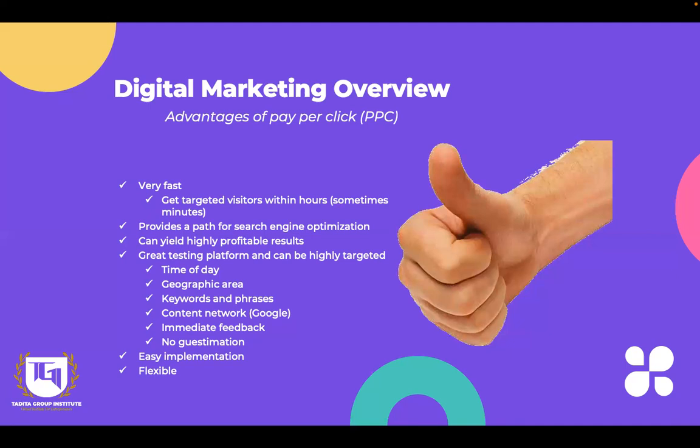It can yield highly profitable results. Obviously, if the product which you're advertising is great, people are going to purchase it and you're going to make good profit. It's a great testing platform and can be highly targeted. It's a platform where you can target time of the day. You can determine when you want to show your ads within the day. Geographic areas: you can choose which area you want to show your ad, maybe Cameroon, Uganda, Ethiopia, and so on. Keywords and phrases.